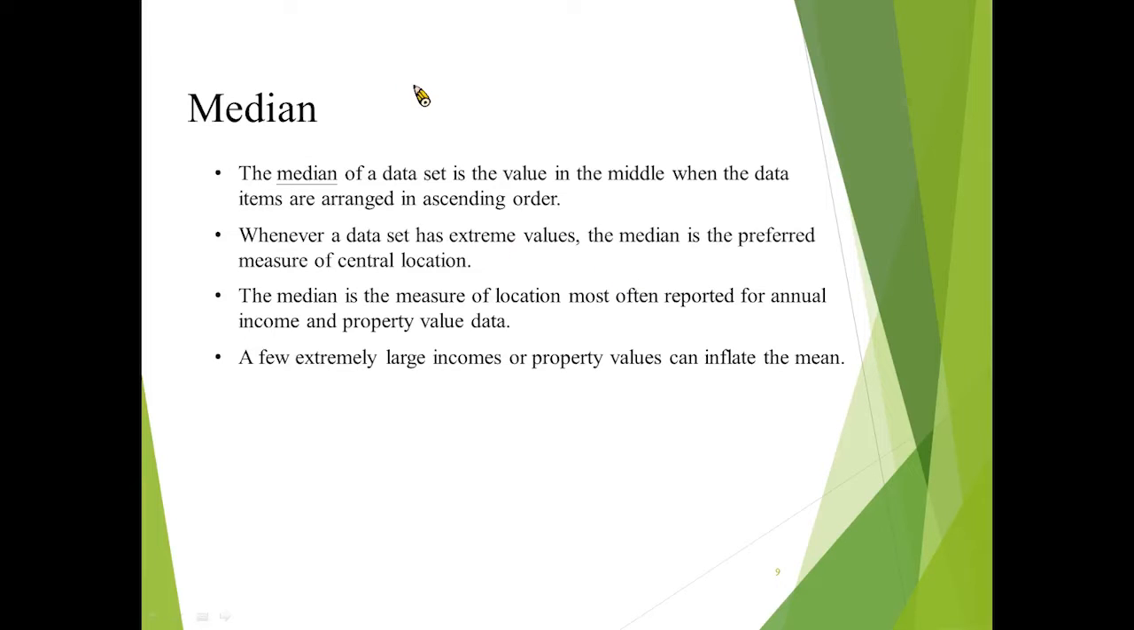And the median. What's the median? The median of a data set is the value in the middle when the data items are arranged in ascending order. You must be careful: ascending order. Whenever a data set has extreme values, the median is the preferred measure of central location. The median is the measure of location most often reported for annual income and property value data. A few extremely large incomes or property values can inflate the mean.